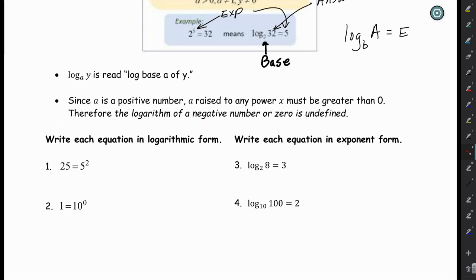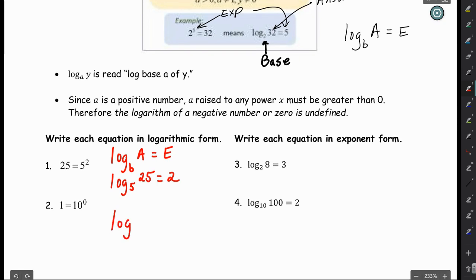All right, so write each equation in logarithmic form. So we're going to have the log, the base, the answer equals the exponent. So for the first one, number 1, we've got the log. The base of the exponent is 5. The answer is 25. And the exponent is 2. So log base 5 of 25 equals 2. For number 2, the base is 10. The answer is 1. And the exponent is 0.